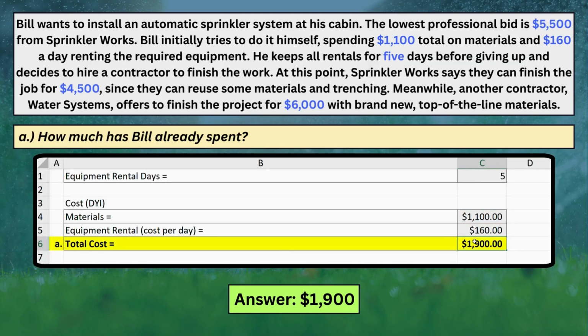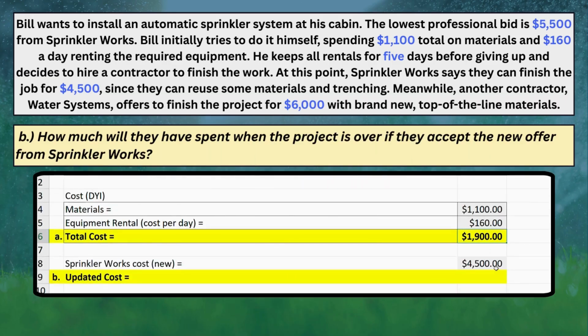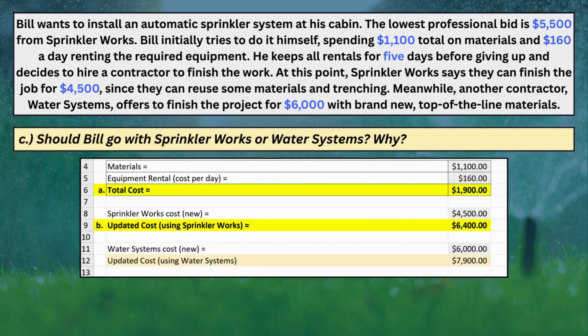This is how much Bill has already spent and represents his sunk cost, the money he'll never get back. To figure out how much Bill will have spent if he accepts Sprinkler Works' offer, we add the $1,900 sunk cost to the quoted cost of $4,500 to get a total of $6,400. Notice something important here. On the surface, Sprinkler Works comes to $6,400, and Water Systems comes to $7,900, which we get by adding $1,900 to Water Systems' offer of $6,000.